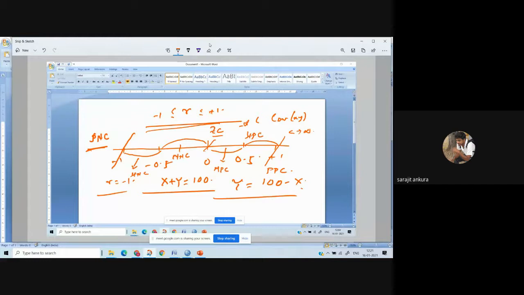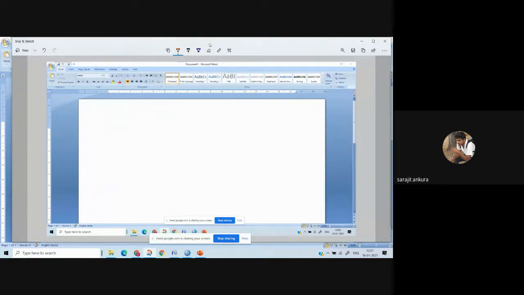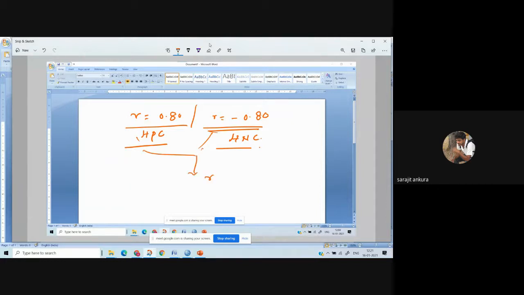When you get R, say R equals 0.8, and for some problem you get R equal to -0.8, one is highly positive correlation and the other is highly negative correlation. Definitely you can interpret. But from the two, we can interpret only one thing if we make it R square. For both cases, we get R square 0.64. So this is important. What is the meaning of R square 0.64?